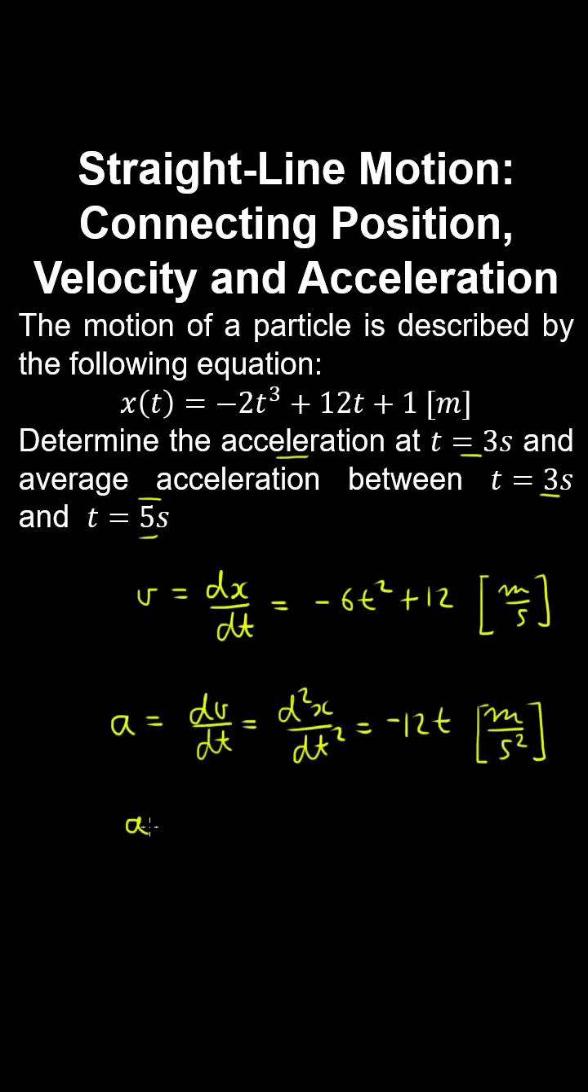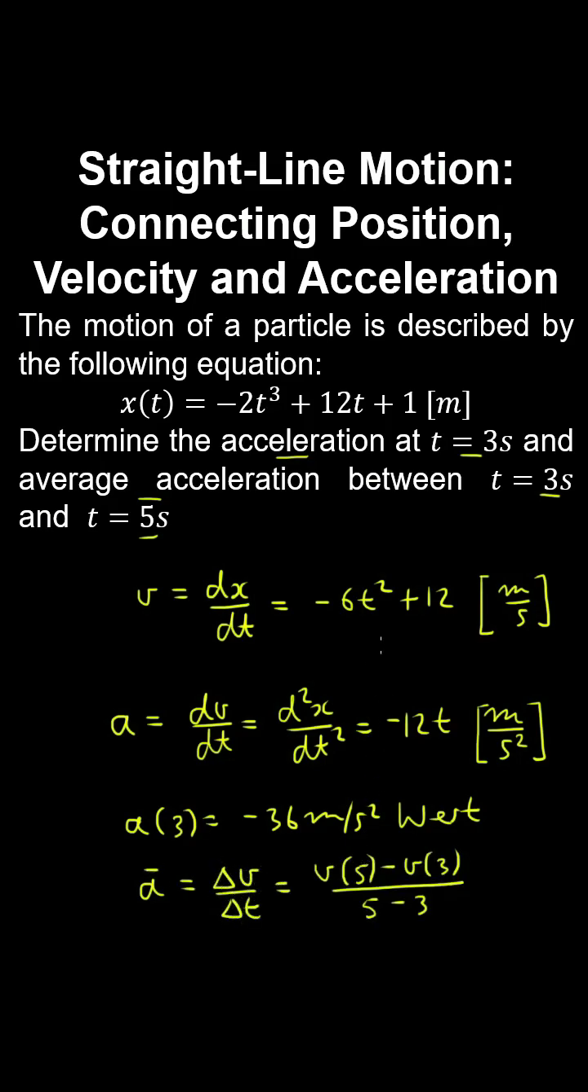Now the instantaneous acceleration at 3 seconds is minus 36 meters per second squared. And acceleration is a vector, so a negative result means it points to the left or west. And the average acceleration is the change in velocity over the change in time. So if you substitute 5 and 3 seconds in this equation, we obtain the following result. And because the average acceleration is negative, it's a vector that also points to the left or west.